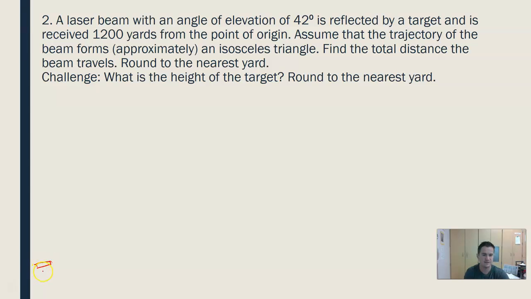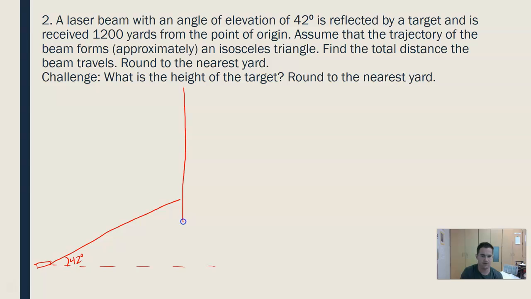That's my laser. It says a laser beam with an angle of elevation of 42 degrees. So here's a laser beam, and this angle of elevation right here is 42 degrees. Elevation meaning I'm raising up from the ground. So I have an angle of elevation of 42 degrees, is reflected by a target, and is received 1,200 yards from the point of origin.